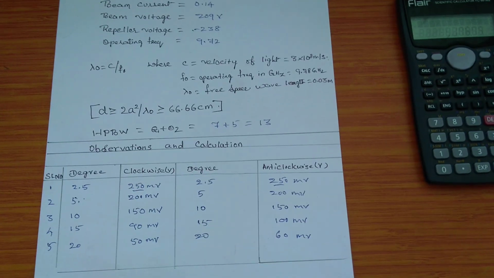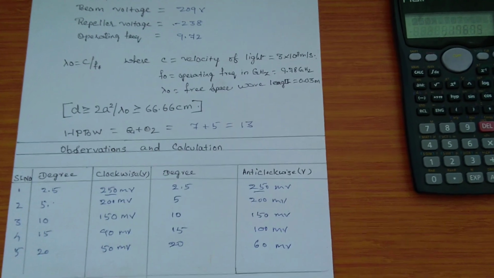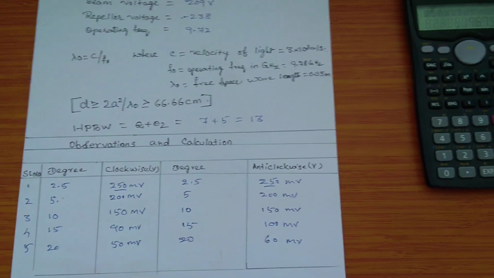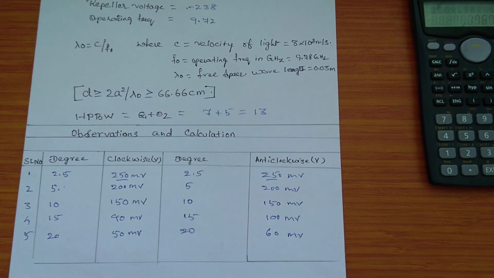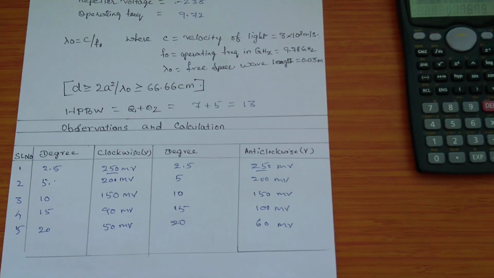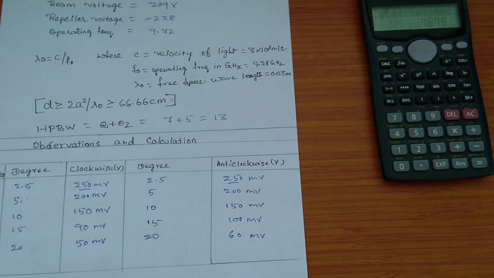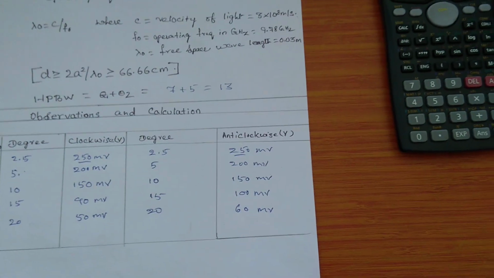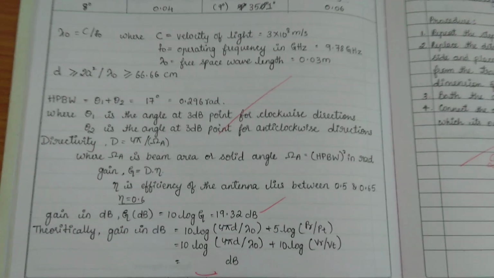Similarly, in the anti-clockwise direction also, 250 millivolts is the maximum value you are getting at 2.5 degrees. To find theta 2, that is in the anti-clockwise direction, the maximum value 250 divided by root 2 again gives you 176.75. Wherever you get 177 millivolts in the anti-clockwise direction, that is your theta 2. So these are the values we have got for the horn antenna for one of the setups.